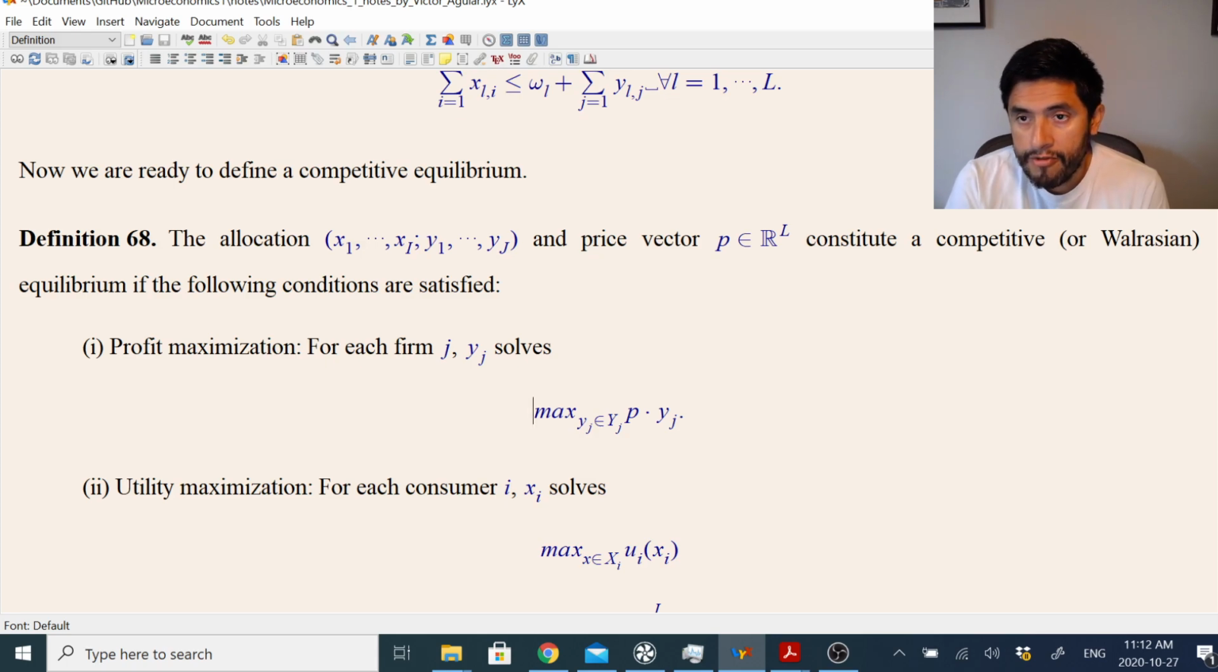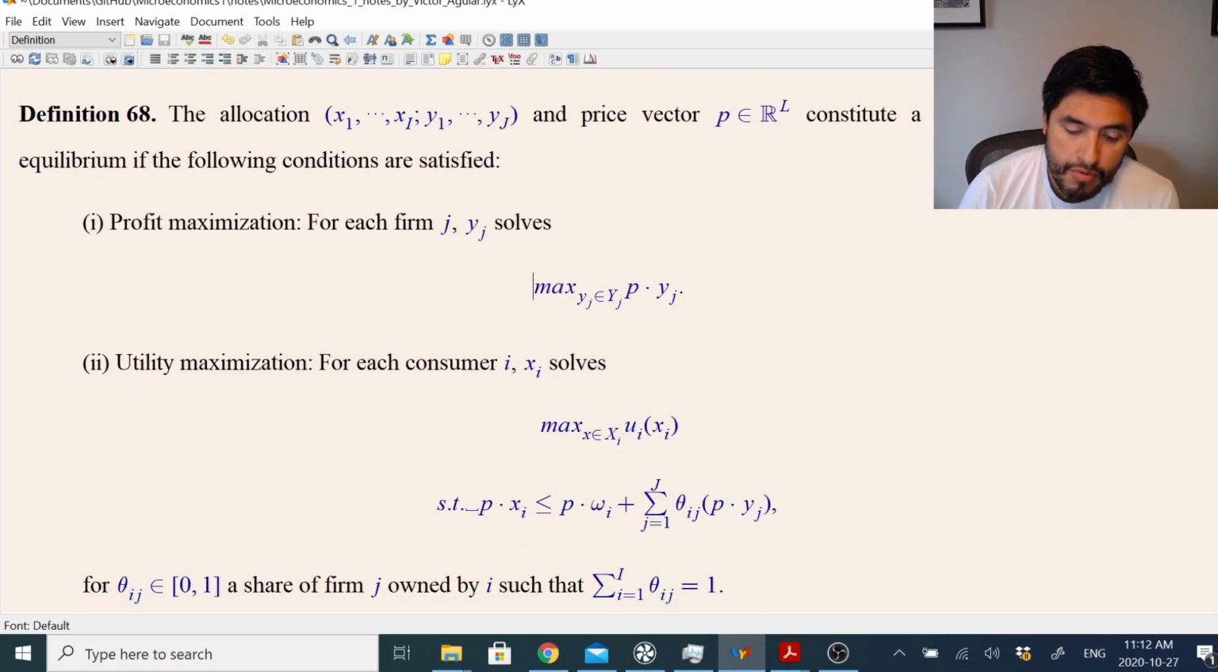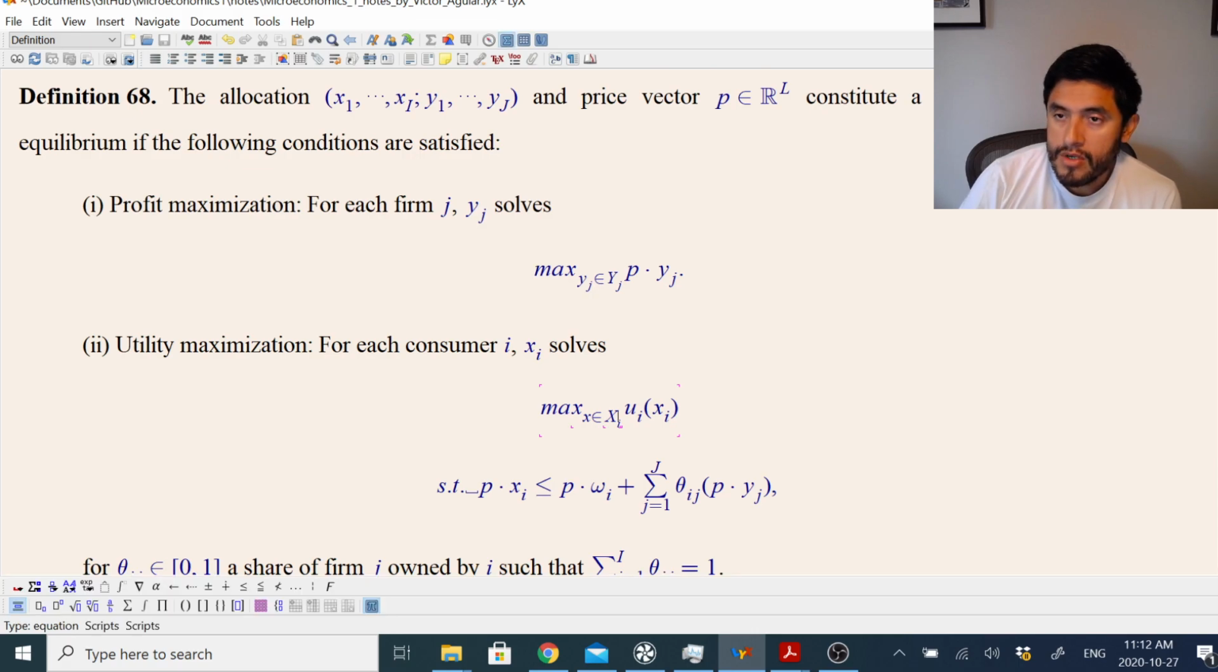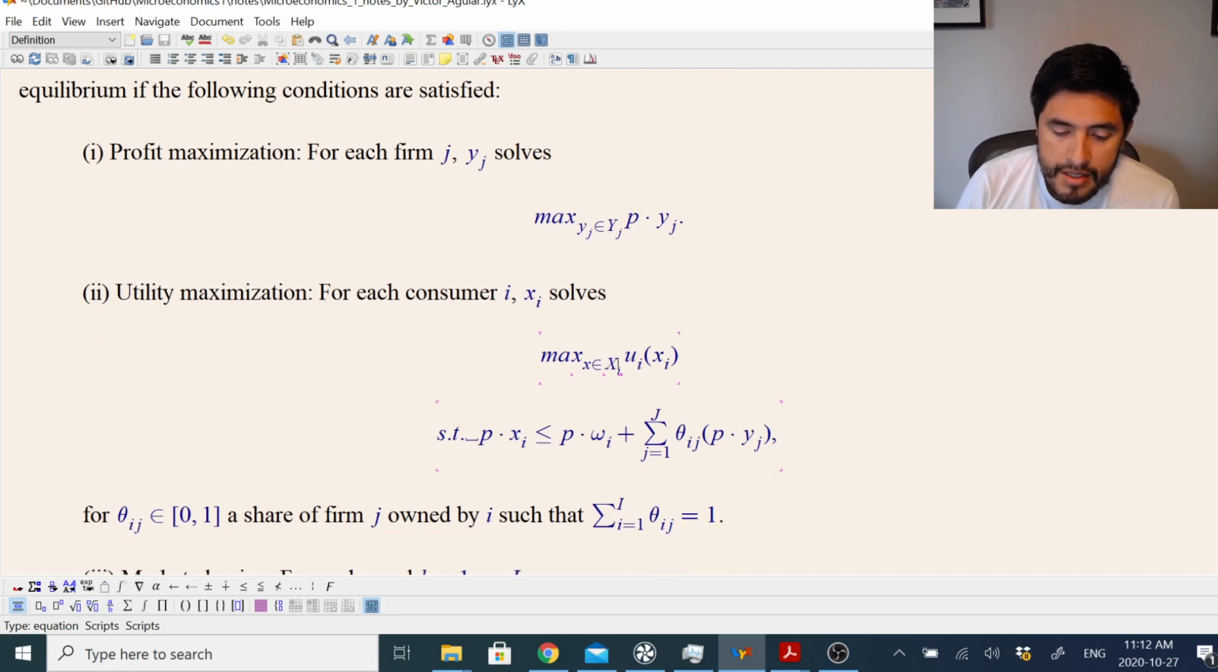Now, utility maximization. On top of the firms' profit maximizing, you also have that consumers maximize utility. So for each consumer I, the allocation xi in this big matrix solves the maximization problem: max of x in this consumption space capital Xi according to each individual's utility. Each individual agent may have a different utility, subject to a feasibility constraint. And here it is very important, because you will see that the budget changes.